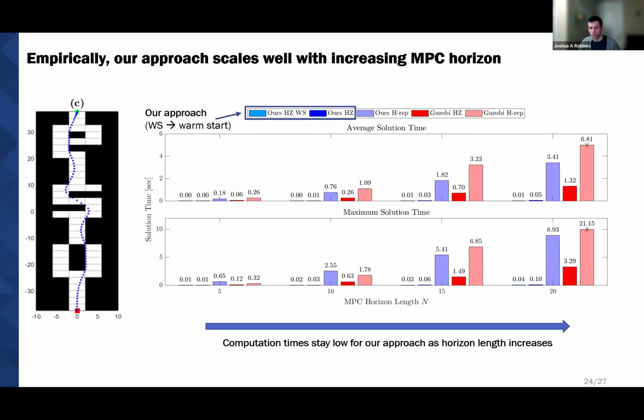Additionally, empirically, our approach scales well with increasing MPC horizon. These bars give average and maximum solution time as before, but the x-axis is increasing MPC horizon from 5 steps to 20 steps, going from left to right. And as you can see, our solution times are staying low as MPC horizon increases. They are increasing, but not particularly quickly, especially when compared to HREP constraints and to Gurobi.